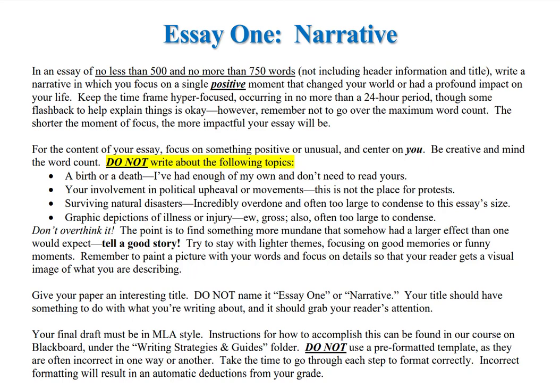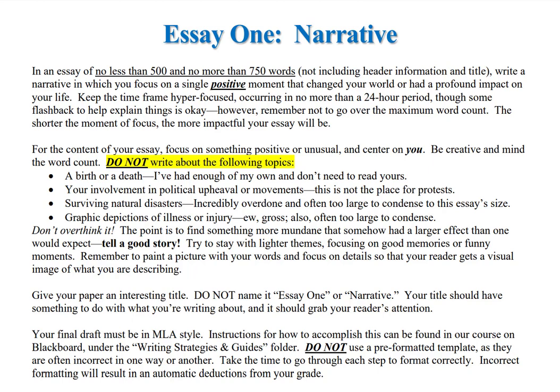This is not the place for protests. We are going positive here. I don't want to hear about your involvement in any of the stuff that has gone on so far this summer. This is not the place for that. Do not write about surviving natural disasters.